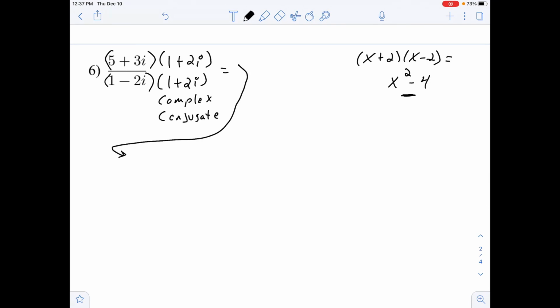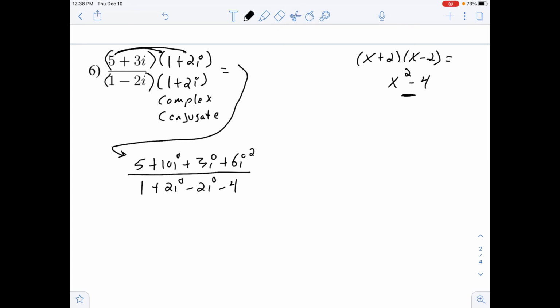So then up top in the numerator, again, we're going to FOIL, so it's 5 times this and then times this and so on. What that would give us is 5 plus 10i plus 3i plus 6i squared over, now when I multiply the bottom, I'm going to get 1 plus 2i minus 2i minus 4i squared. See what I'm saying here? This goes away, which we need it to. That's where the i is, and we're trying to get rid of it because we know we can replace the i squared with negative 1, which would then make the denominator just a real number.